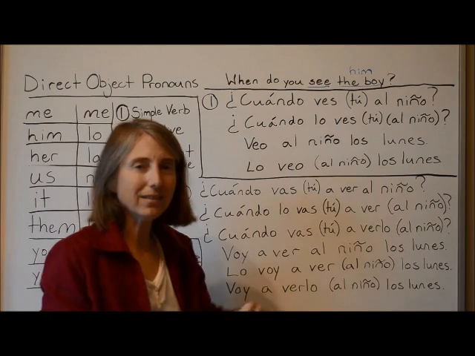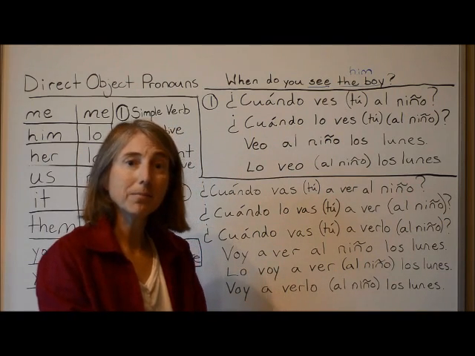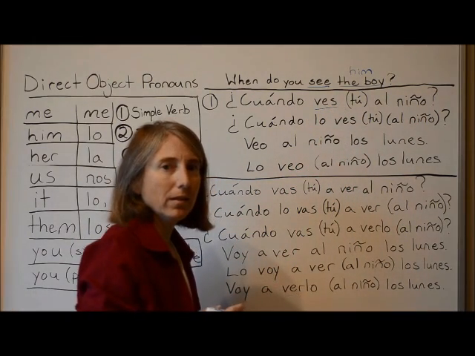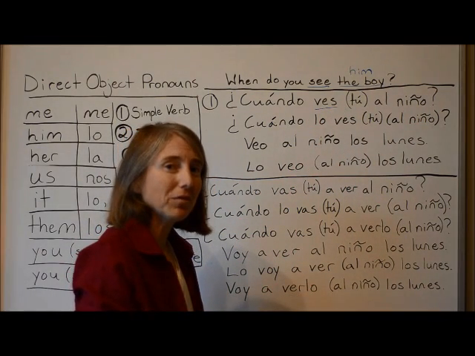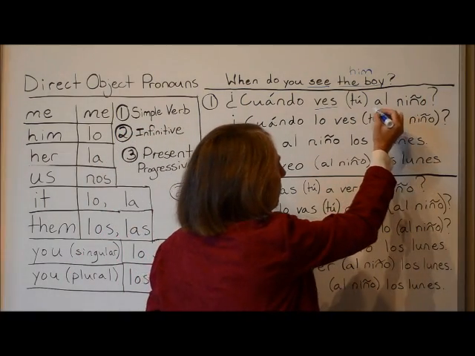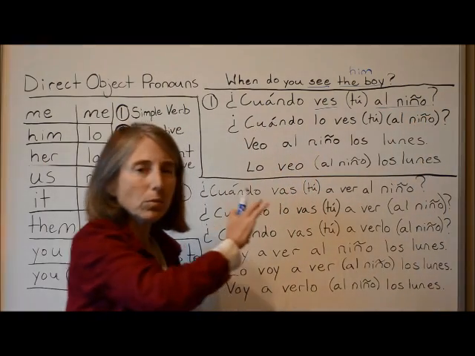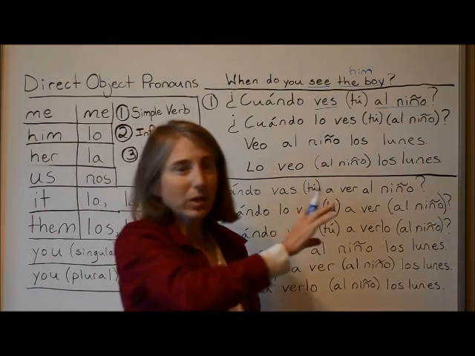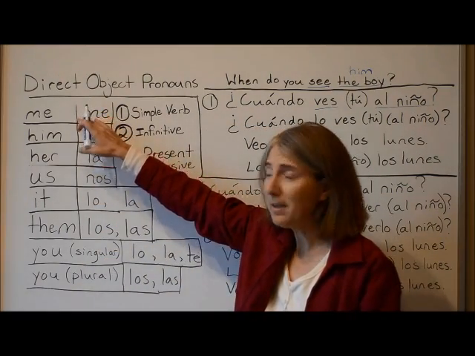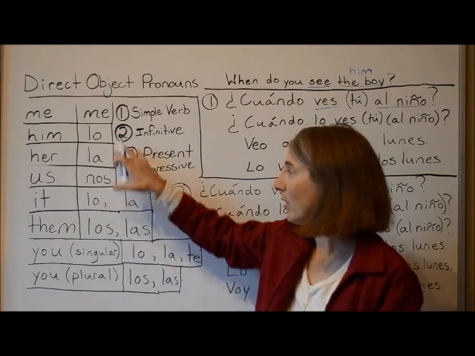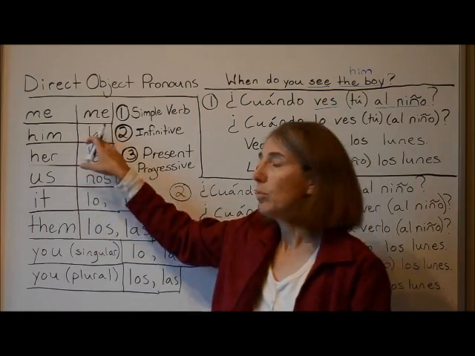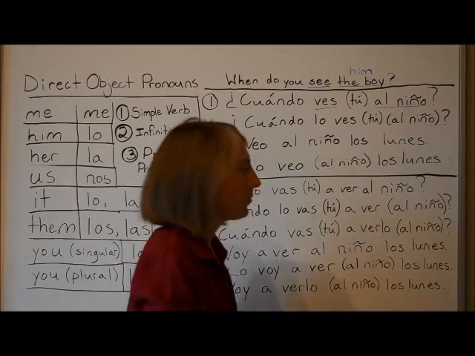Okay, so in this sentence, our verb is ves, and the noun that's receiving the action of the verb is our direct object, and that would be al niño. So in order to pick a direct object pronoun, we can go look at our list and see what we would pick. Are we going to use me, lo, la? We have all these choices, but we know al niño is going to be him. So we're going to use lo.